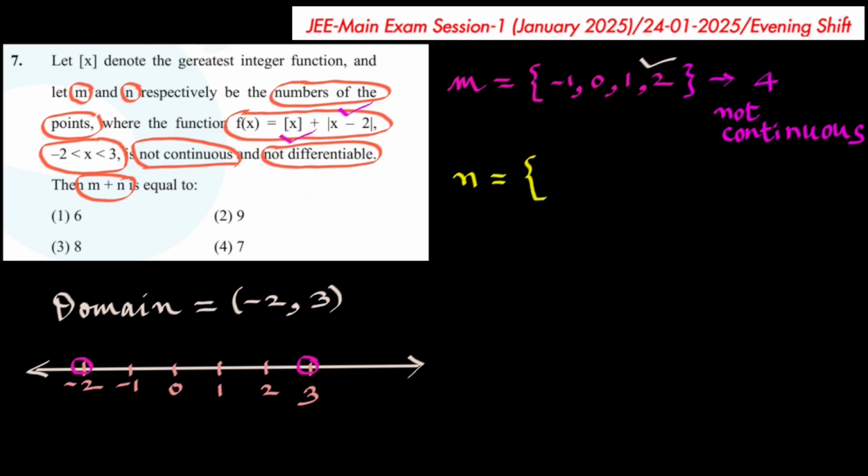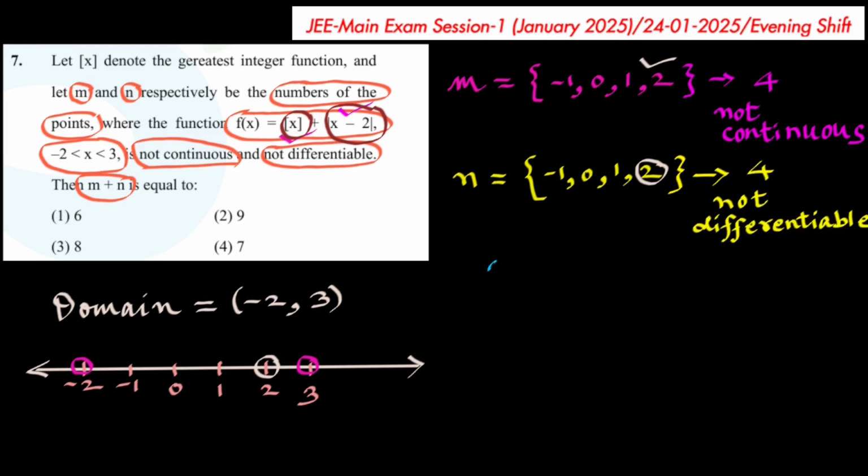As we know, the function is not differentiable where it is not continuous. So these points will be -1, 0, 1 and 2 for this greatest integer function mod x. The function is also not differentiable at sharp points, which for this mod x minus 2 is a sharp point here at 2, which is already included in this set. The number of points at which the function is not differentiable is also 4. So M plus N will be 4 plus 4, 8. Hence the correct answer is option 3, 8.